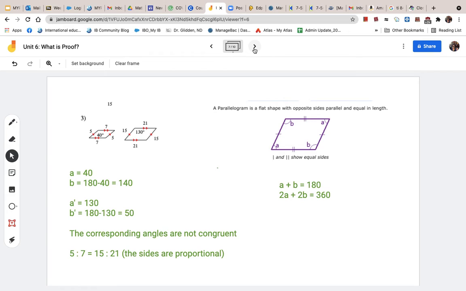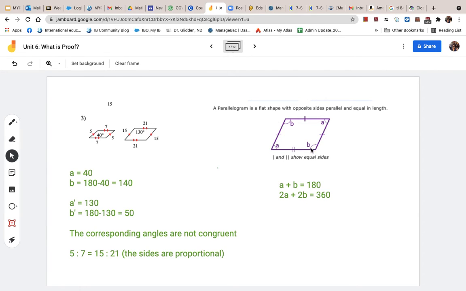All right, let's take a look at this example here. Here we see two parallelograms. So what is a parallelogram? Here you see the definition. A parallelogram is a flat shape with opposite sides parallel and equal in length. So a flat shape means that it's 2D, it's not three-dimensional.